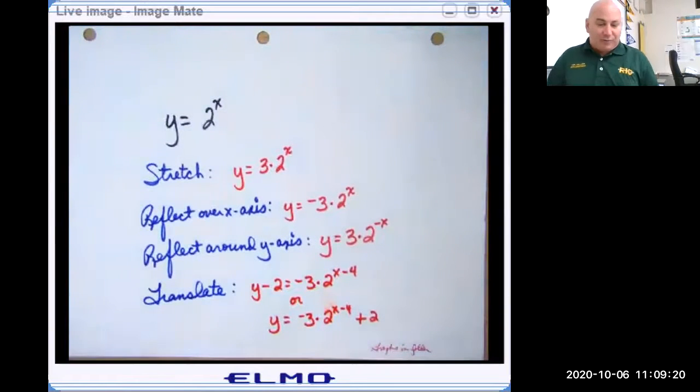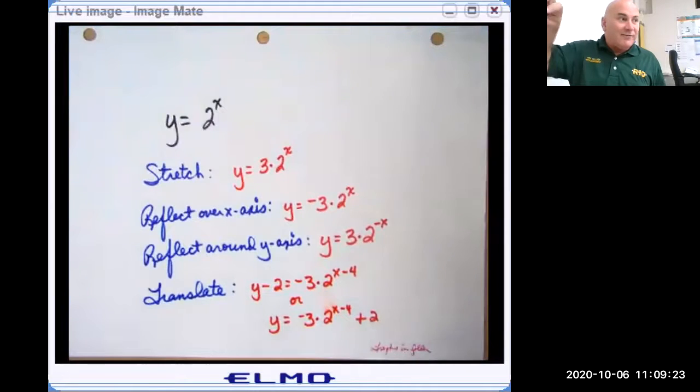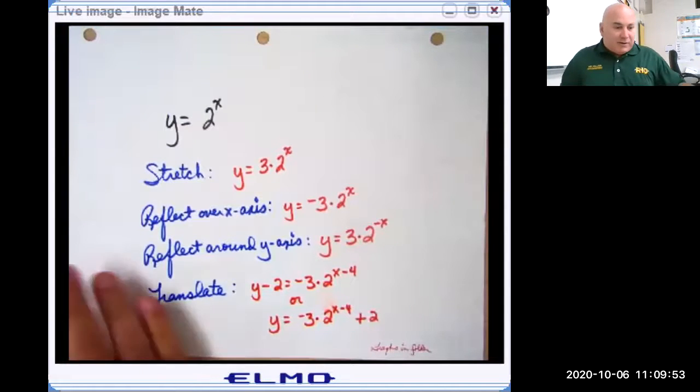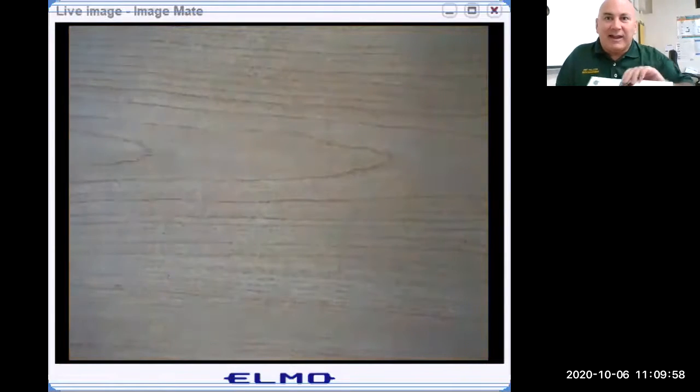So let's take our parent graph of y equals 2 to the x. Please write down these transformations, then we'll take a look at what each of those graphs looks like. Okay, you could have paused. So let's take a look at those graphs.